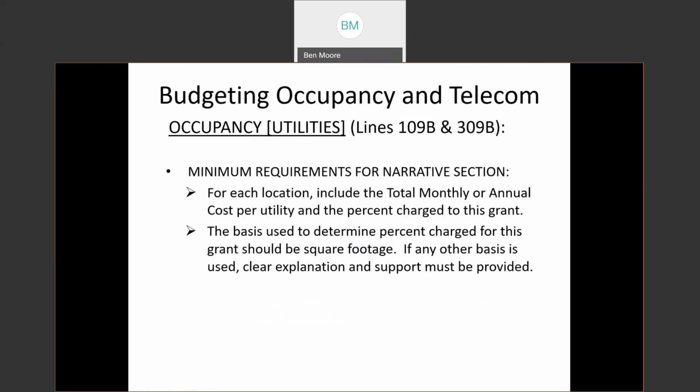The minimum requirements for the narrative section of occupancy are that for each location, you need to include the total monthly or annual cost per utility and the percentage charged to this grant. The basis used to determine the percentage charged for this grant, again, should be square footage. If any other basis is used, clear explanation and support must be provided, because in general, the utilities consumed are going to follow closely the cost utilized in the rent category.